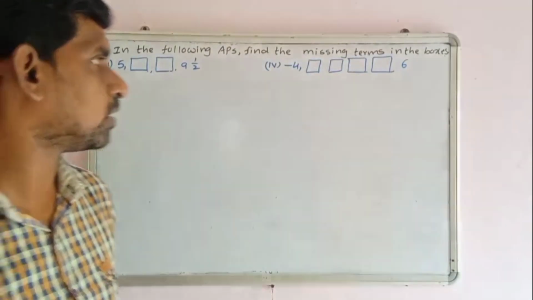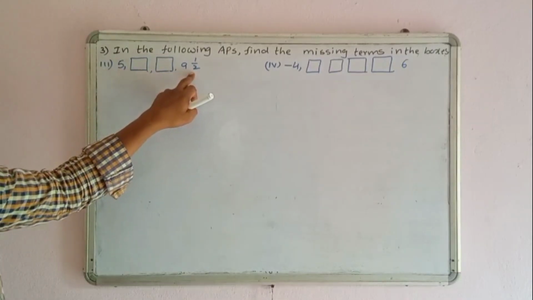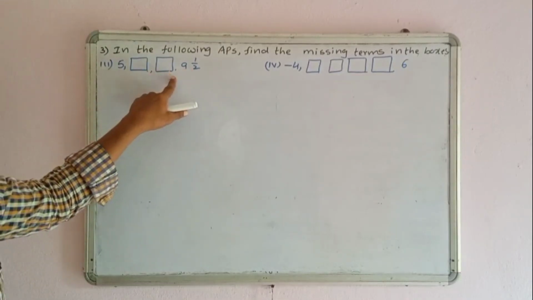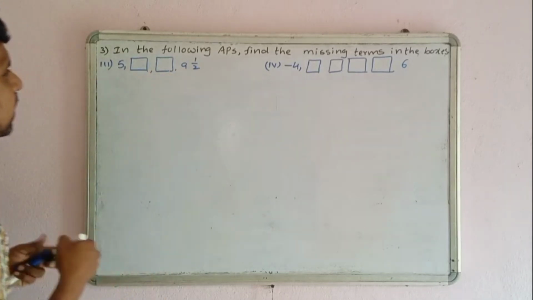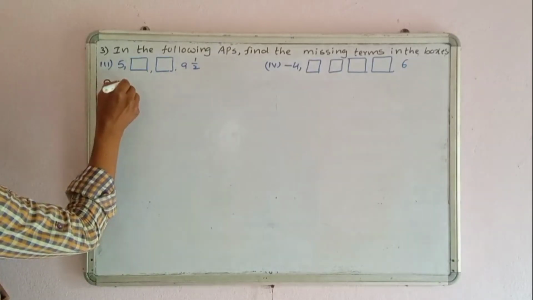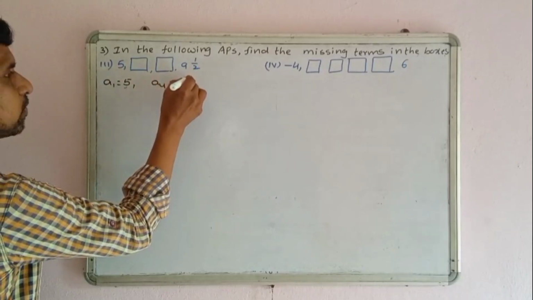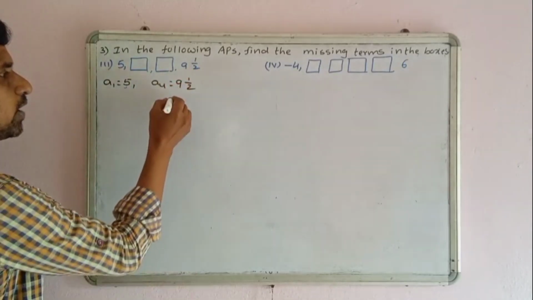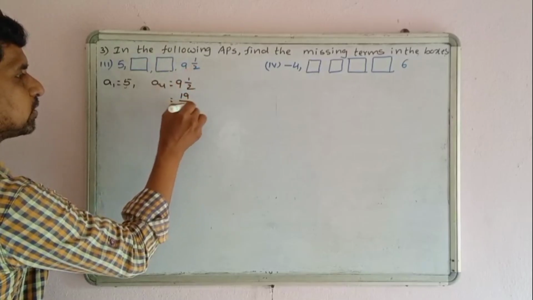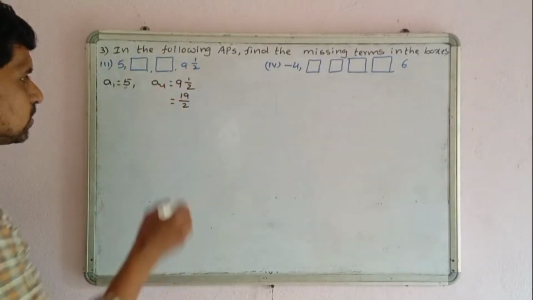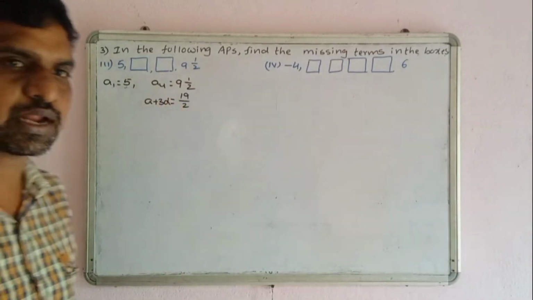Third problem, third one. 5, blank A2, A3, 9 1 by 2, fourth term. So find the missing terms, that means A2 and A3. Here A1 is given. What is the value of A1? A1 equals 5. And A4 is given. A4 equals 9 1 by 2. Okay, 9 1 by 2 value how much? 2 9s are 18. 18 plus 1, 19 by 2. A4 is 19 by 2. So A4 is nothing but A plus 3D. A plus 3D equals 19 by 2.